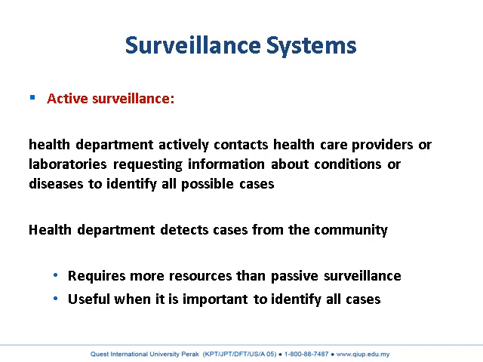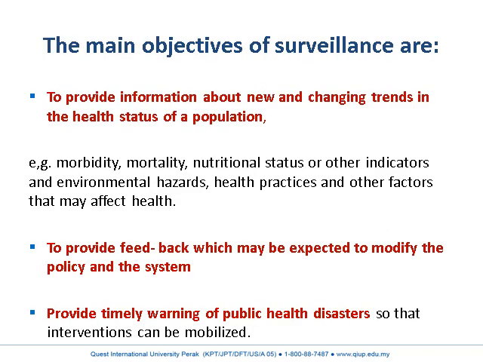And along with that, the health department detects cases from the community also. They go to the community and collect cases actively, so all possible cases can be detected. It requires more resources than passive surveillance. It is useful when it is important to identify all cases, such as in a situation like pandemics or epidemics. Active surveillance is very important.